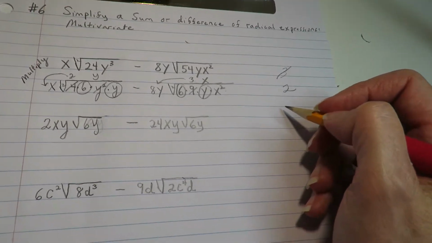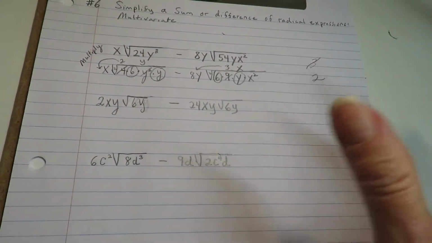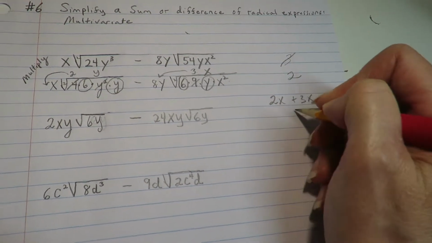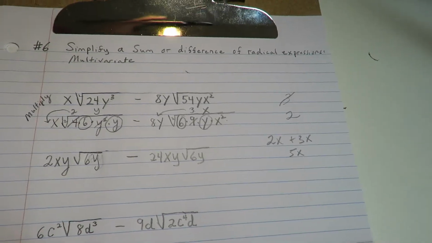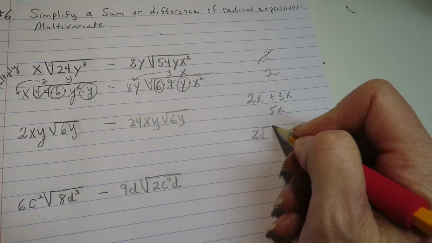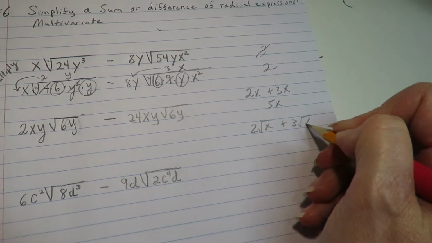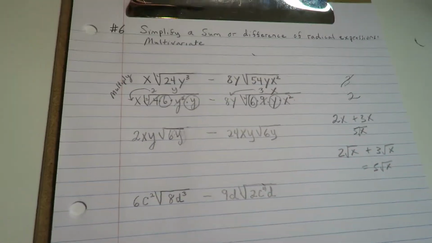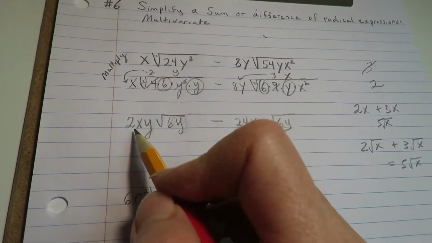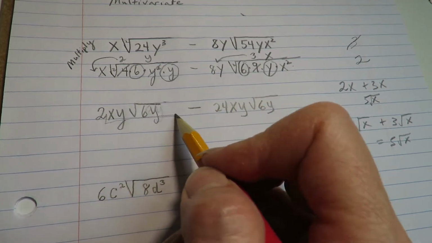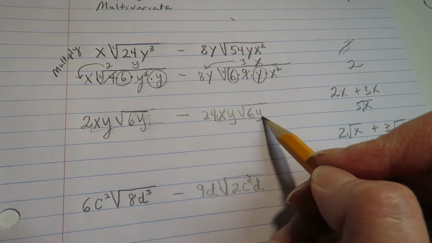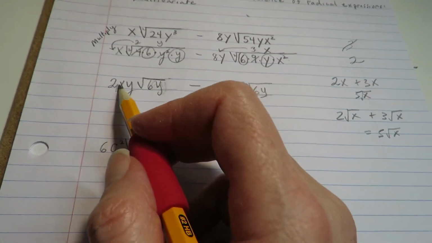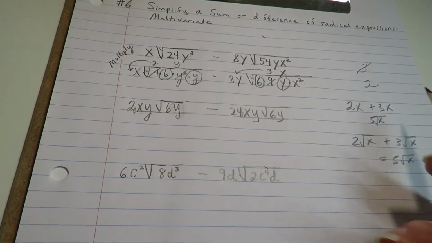Now, just a tiny quick review of when you can add or subtract. It's the same idea as combining like terms. If I have 2x plus 3x, I can combine that to 5x. It's the same concept with radicals. If I have 2 radical x plus 3 radical x, it equals 5 radical x. When we say a like term, it means that everything behind the leading coefficient has to be identical.